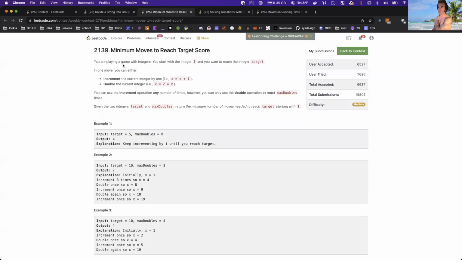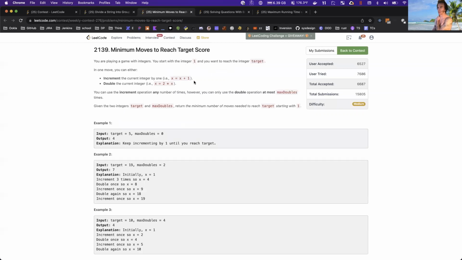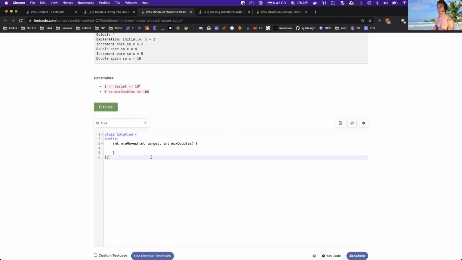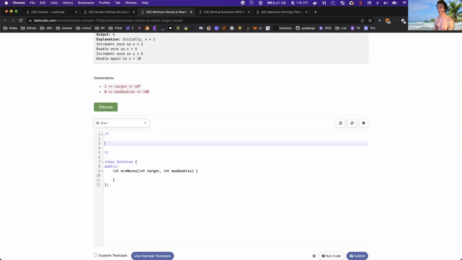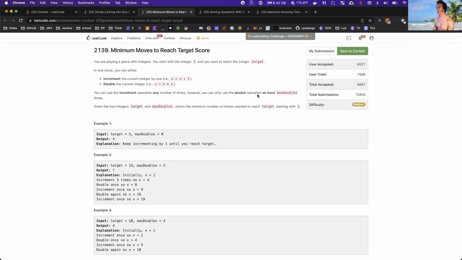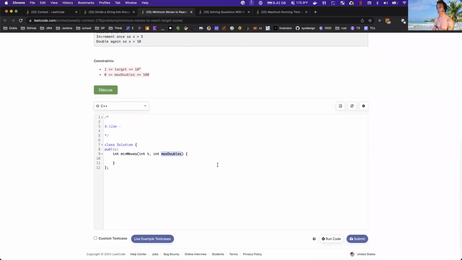Minimum moves to reach target score. You start with one, you want to reach t. Okay, so we can increment by one or double. And the minimum amount of moves to do that. Okay. All right, start at 8:12, see what happens here. Target, and then what is this, max doubles? I don't know, we'll just say it's k, it's fine.